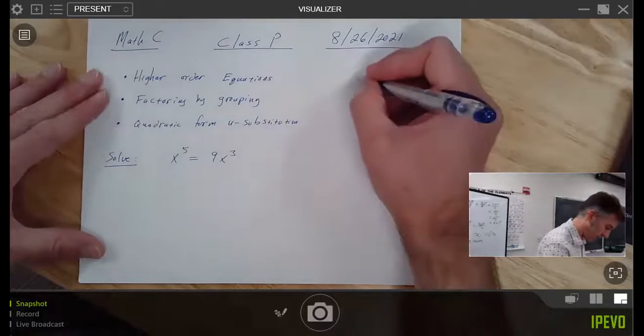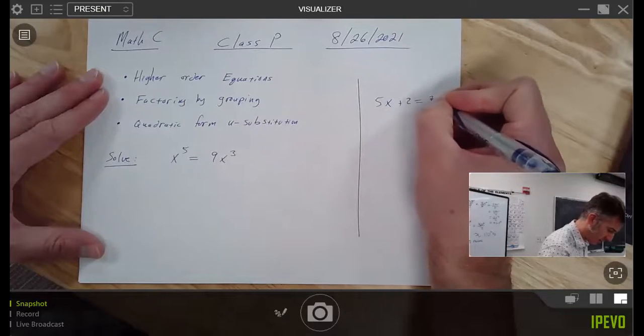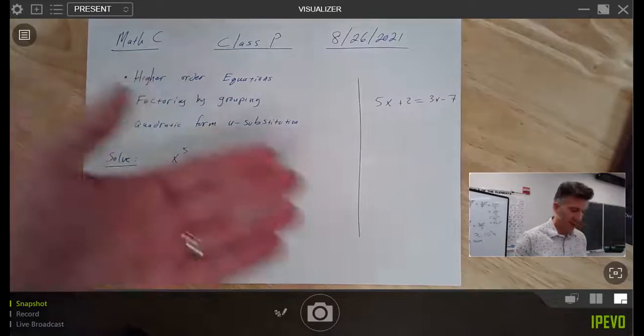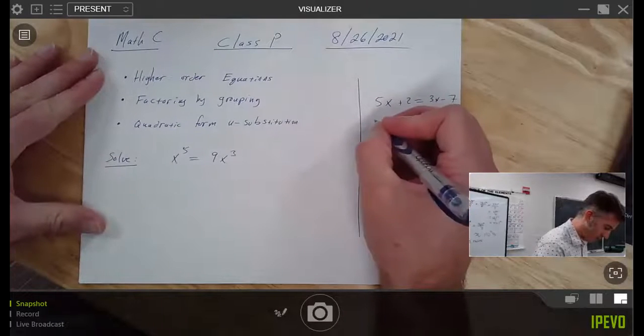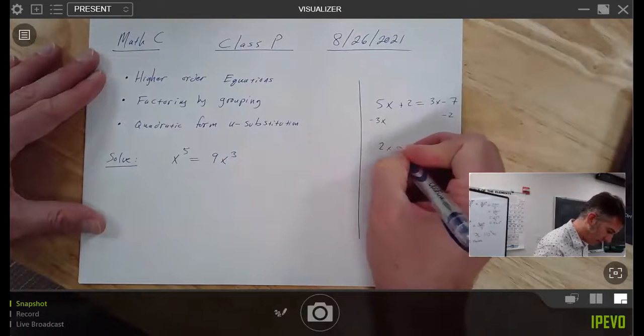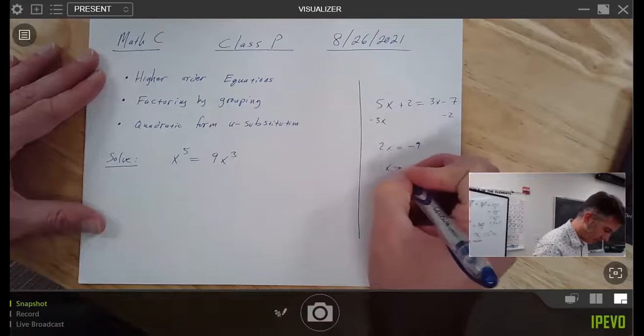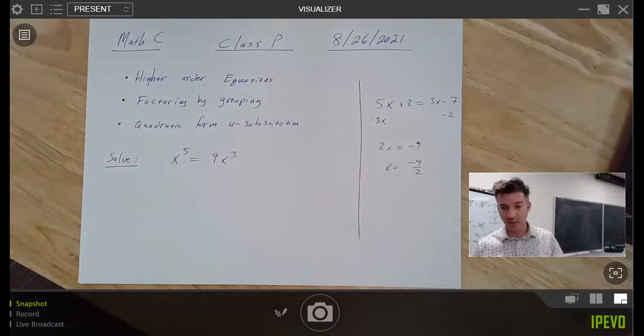The only time you ever really want to just isolate x is when you have a linear equation. So if you had something like 5x plus 2 equal to 3x minus 7, this would be the time to just solve for x. Subtract 3x and subtract 2 to get 2x equal to -9, to get x equal to -9/2. This is the only kind of instance where it's really a good idea to isolate x.